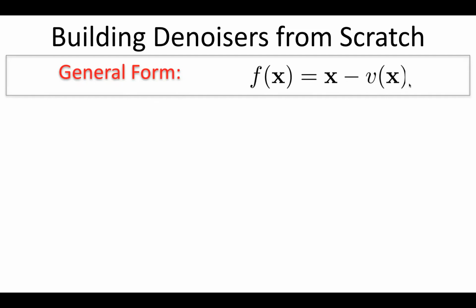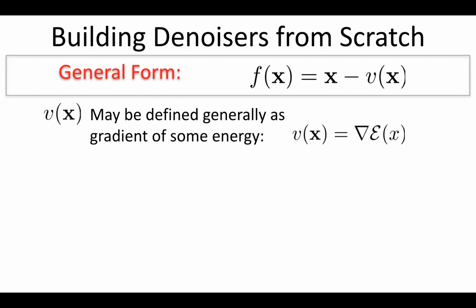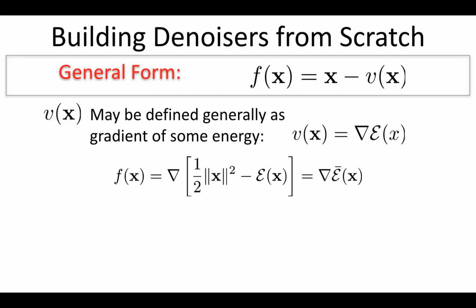Another way you can think about actually designing denoisers from scratch is to consider V of x to be defined very generally as a gradient of some energy function, right? So start with some energy function that you like, take its gradient, and then that's V, and then x minus that, you can think of that as basically defining a very broad class of these kinds of filters that we talked about that we call denoisers.